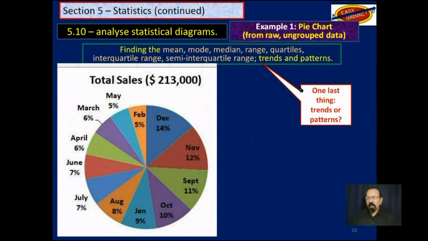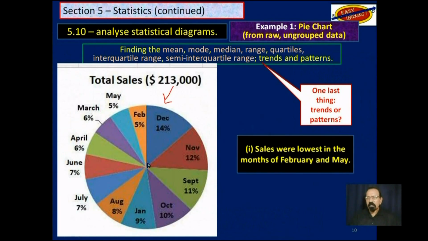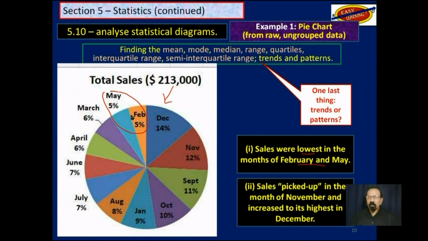So is there any trend or pattern that we can see here from this pie chart? Yes, we can see that the sales were lowest in the months of February and May. We can see that, lowest, 5%. We can also see that the sales kind of picked up in the month of November, here to 12%, and it reached its highest in December at 14%. So we can see those two trends or patterns from that pie chart. And there are others, but those two will work for now.